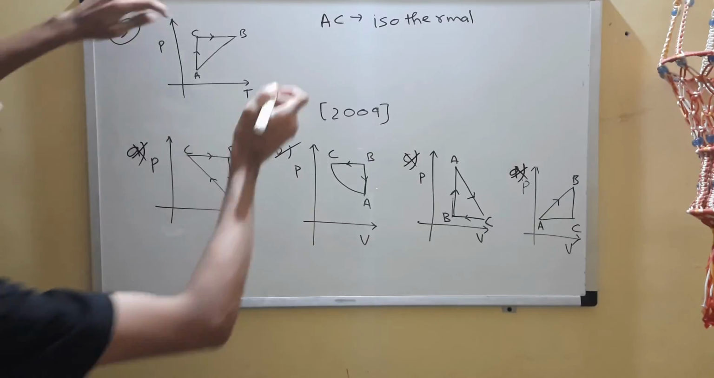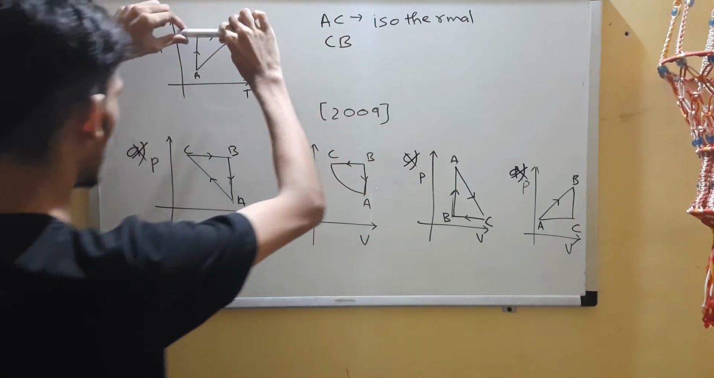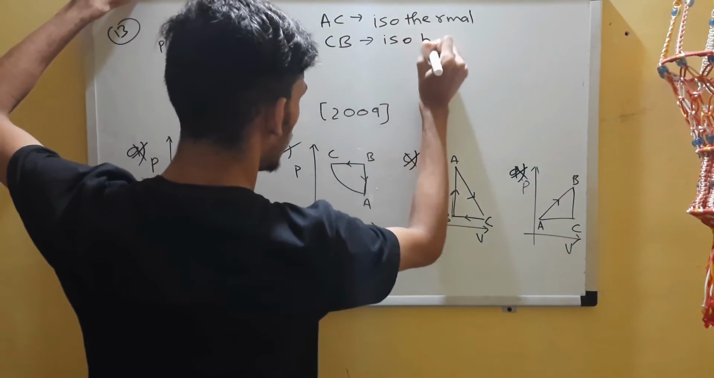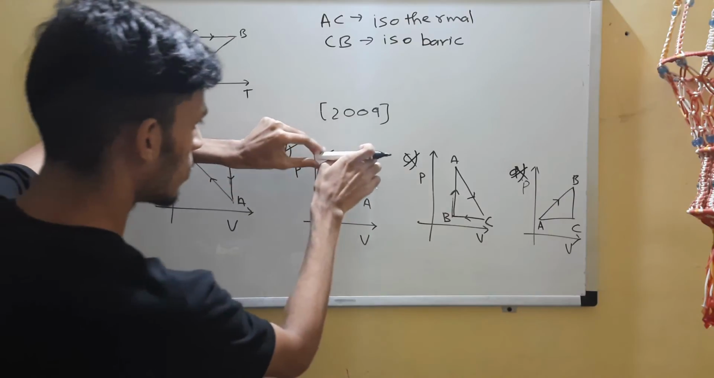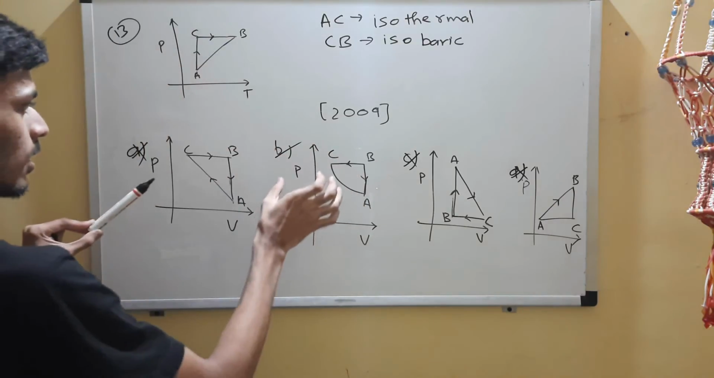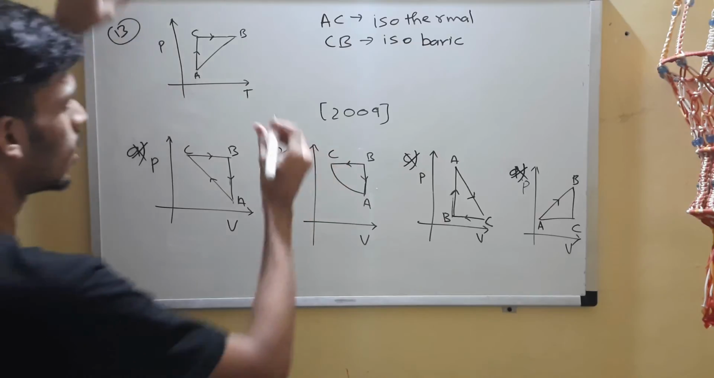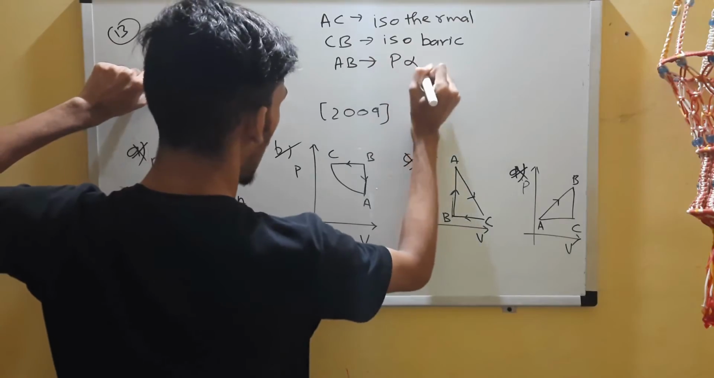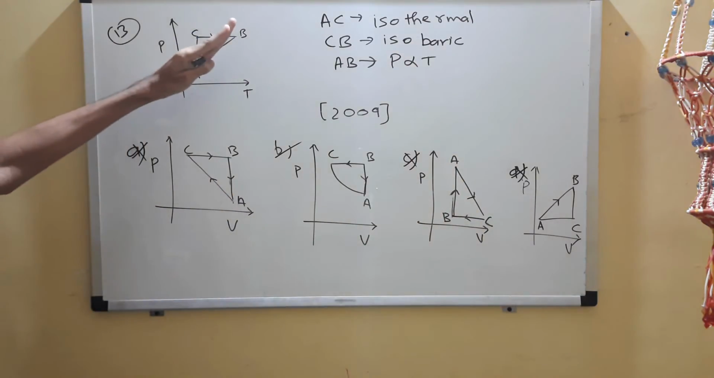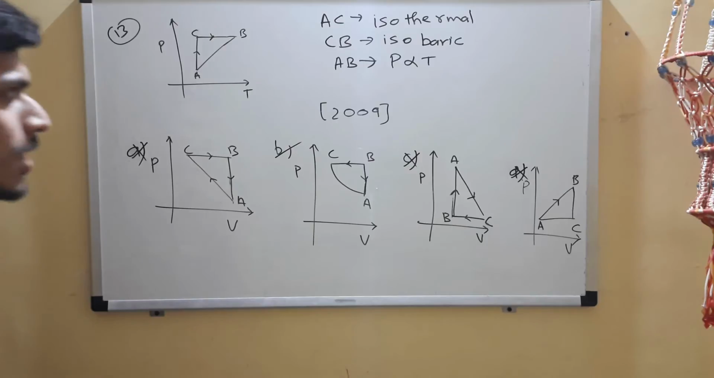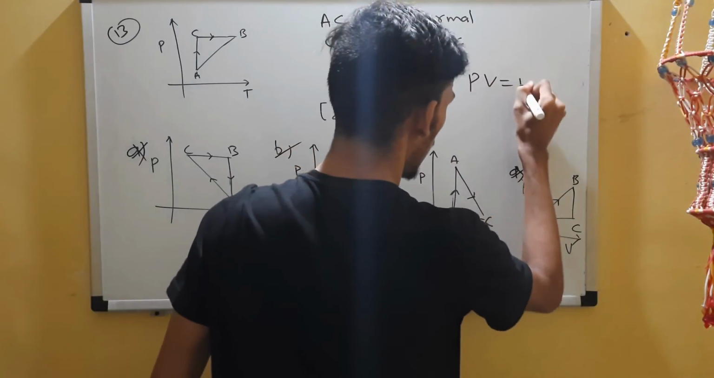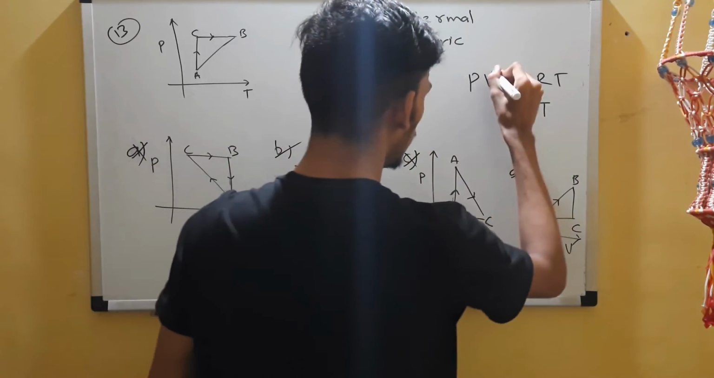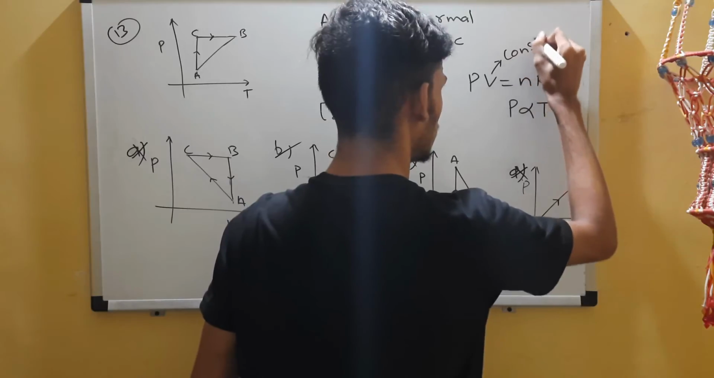Let's just verify that. CB, if you see over here, is isobaric. Pressure remains constant throughout CB. And here also, pressure remains constant throughout CB, which means it satisfies this too. Let's finally look at AB. In AB, pressure and temperature are directly proportional, which means if you apply PV equals nRT, and pressure is directly proportional to temperature, I mean volume is constant.